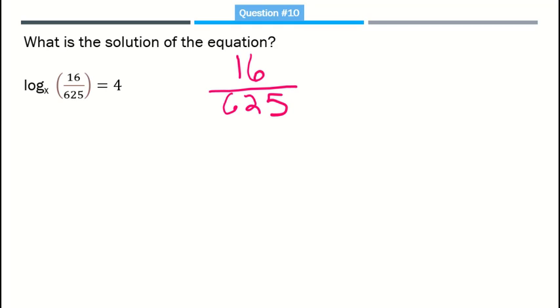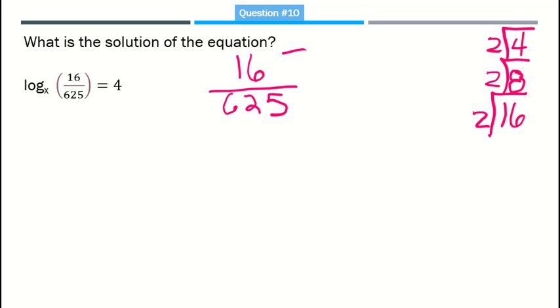And let's factor 16. Okay, so we're going to take 16. I know it's divisible by 2. 16 divided by 2 is 8. I'll keep dividing by 2 as long as I can. 2 goes into 8 4 times, and 2 goes into 4 2 times. So 16 is equal to 2 to the 1, 2, 3, 4th power.